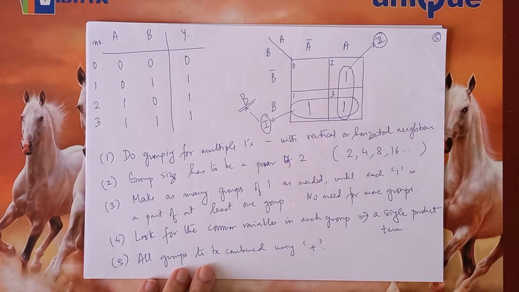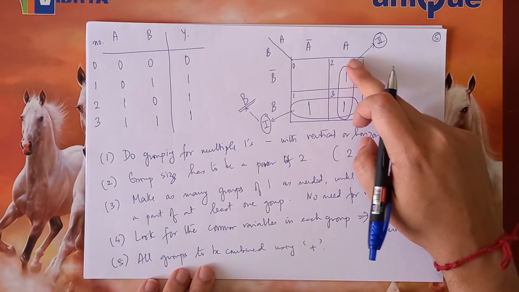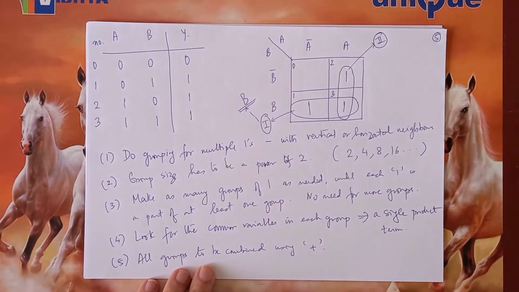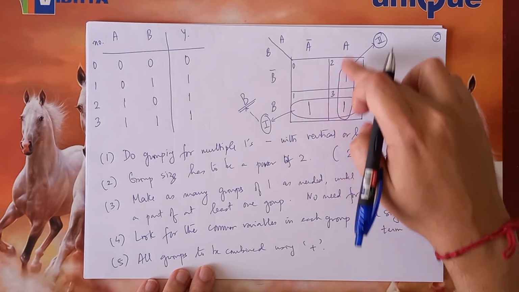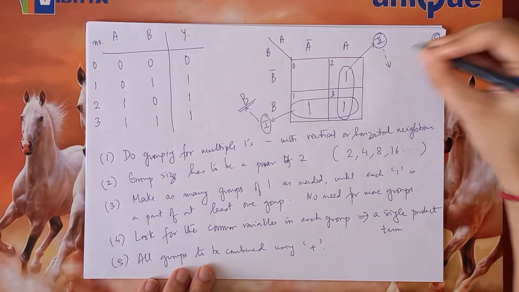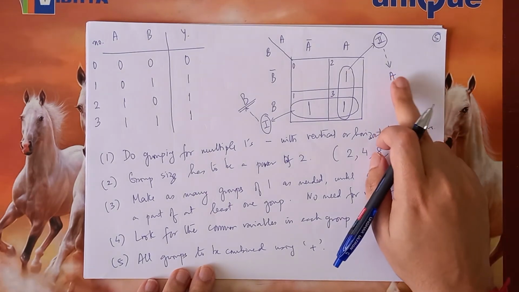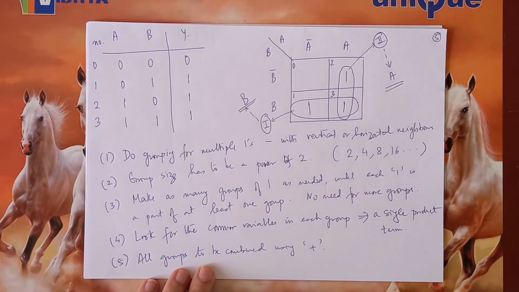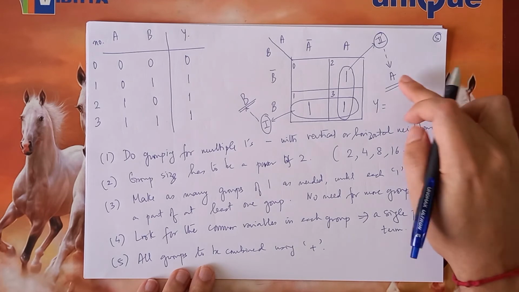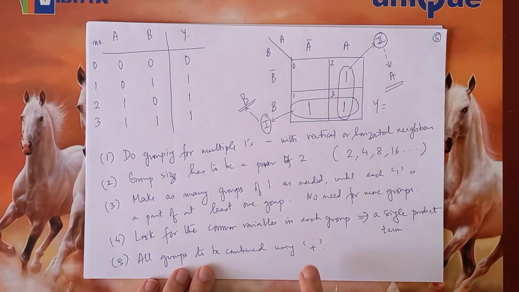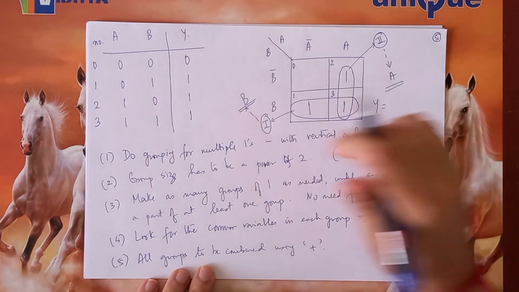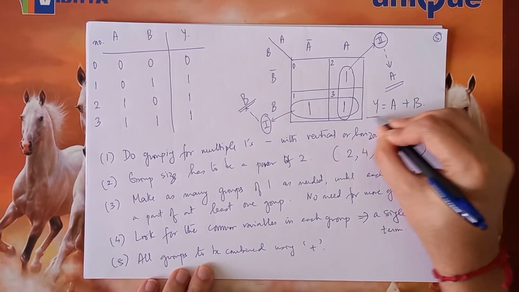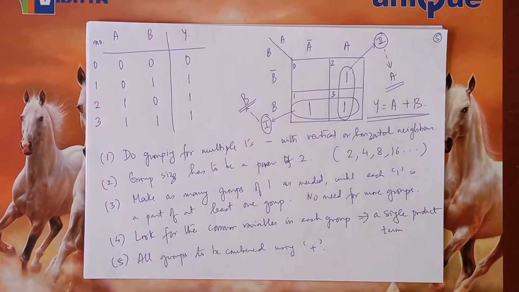Let us now look at group number 2. Over here in the vertical side, we have B bar and B. So they are not common. What is common in this column is A. So therefore the common term for group number 2 is A. So what you notice is that each group is giving you one term. So therefore the final expression will be y equals each result combined using a plus. So therefore it will be A plus B. That's it. And as you notice, it is indeed the OR gate.